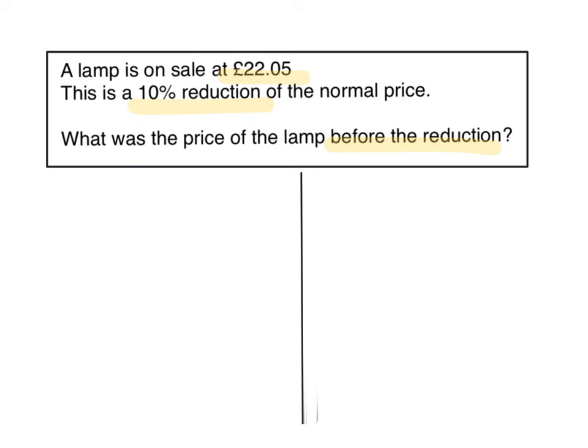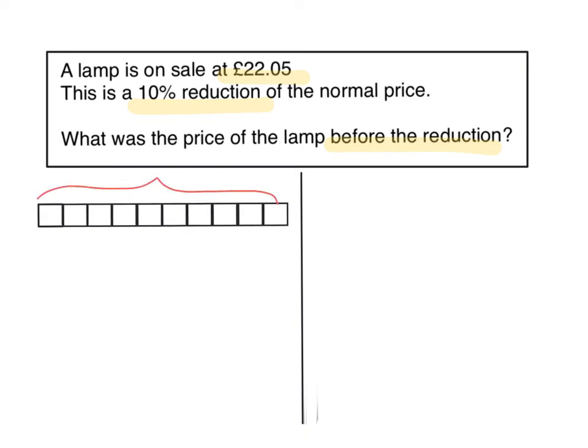So we've got my original amount. So here's my bar of 100%. And I've split it into 10%. And it's then reduced by 10%. So actually this bit has been knocked off. So that means I'm left with 90%. So after it's been reduced, it's £22.05. I want to know what it was before it was reduced, so I need to get it back to that original 100%, because that 100% is its original amount.